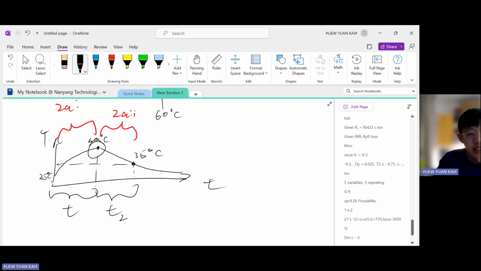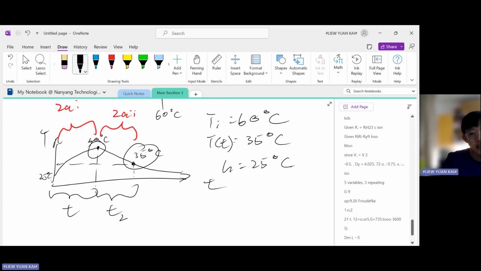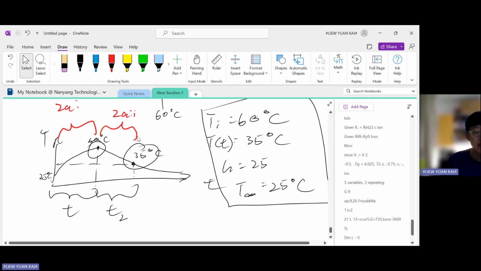So you know that now this is the initial temperature, right? So Ti is now 60 degrees Celsius. Then this is now T of t, which is 35 degrees Celsius. Okay, and now h has updated to 25 units. Then the ambient temperature has also turned into 25 degrees Celsius. Okay, so take note of these value updates.